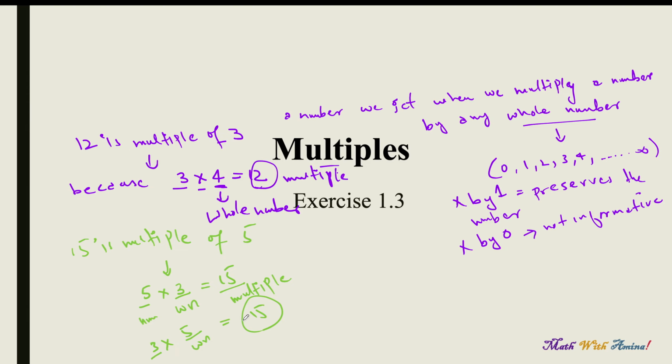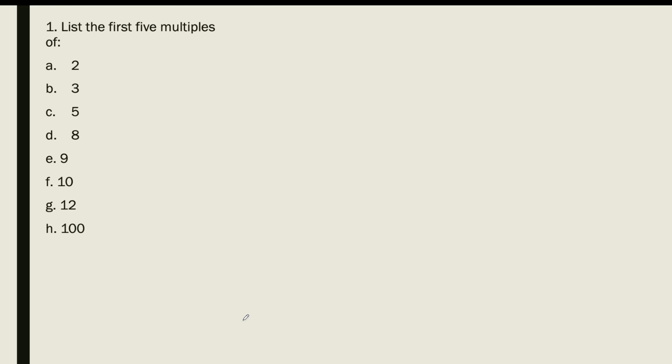So in this exercise we will find the multiples of different numbers. Without further ado, let's just make a start. Question number 1 says, list the first 5 multiples of 2, 3, 5, 8, 9, 10, 12, and 100. The first 5 means that this number is multiplied by the first 5 whole numbers. We are excluding 0 from the whole numbers. So it means 2 multiplied by 1, by 2, by 3, by 4, and by 5.